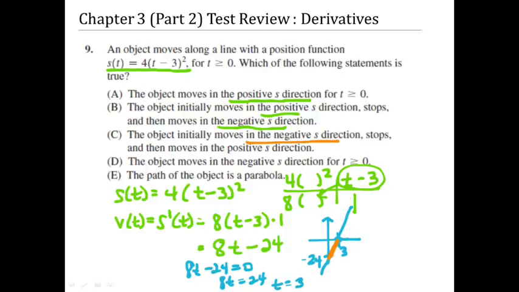Answer C, the object initially moves in the negative direction. There we go. It stops. That happens right here at 3, where the velocity is 0. And then it moves in the positive direction. And that happens here. We are positive. And so that certainly seems to be the answer.